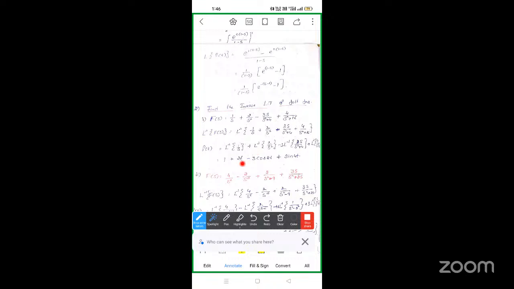2 into t. Then 3 is a constant: 3 into L inverse of s by s square plus a square, by the formula, gives cos 2t. Similarly here also, 4 into sine 2t. Here 4 is there, so 4 into sine 4t. So this is the first example.